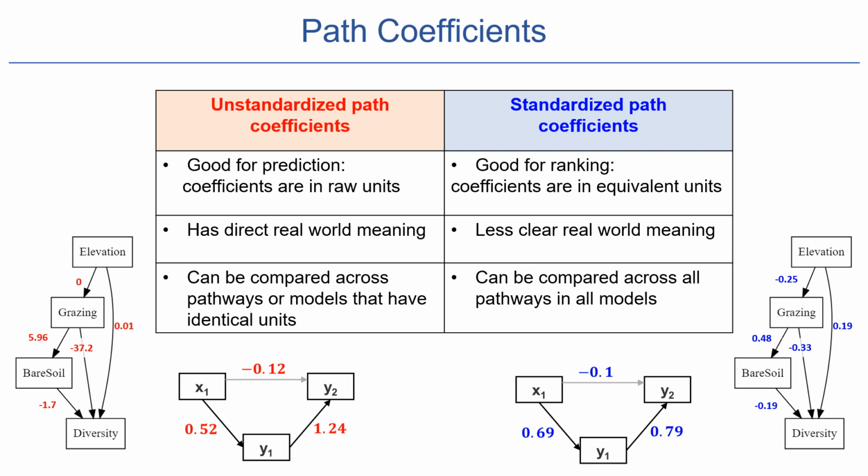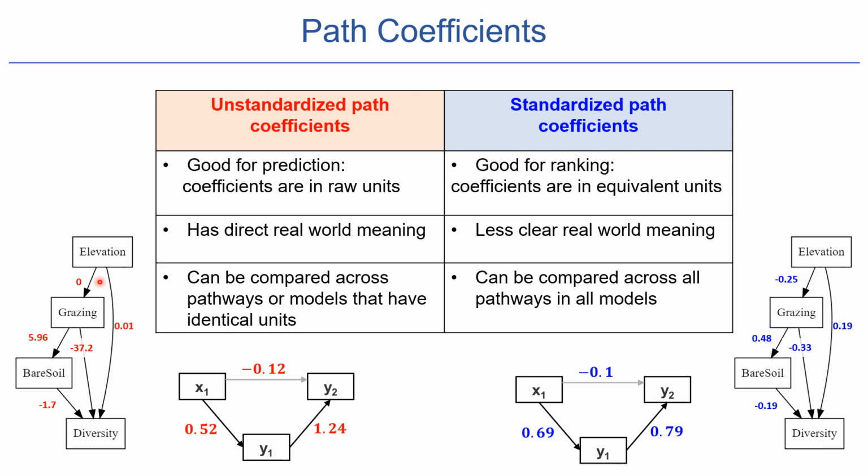The form of the representation of path coefficients, I mean unstandardized or standardized, depends on the aim of our project. So we can choose one or the other based on the goals. If we want to predict the raw units of the changes in our system, then we can use the unstandardized path coefficients. Also, it has a direct real-world meaning if you want to know how much change in absolute units of one variable is caused by a 1 unit change in the other variable.